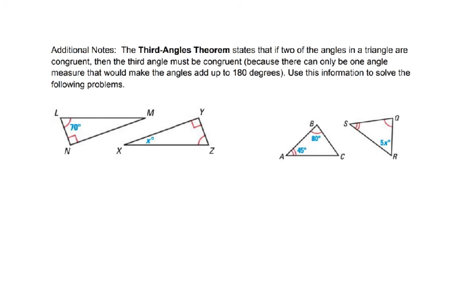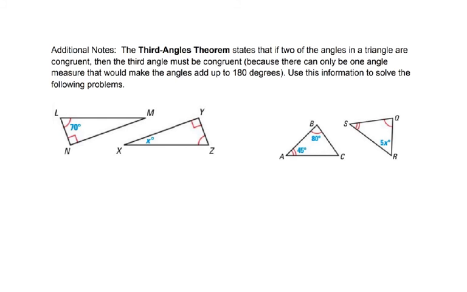Lastly, a little unrelated, but because it's part of this chapter, and this was a fairly easy lesson, I wanted to bring in something called the third angles theorem. So the third angles theorem is this idea that if 2 of the angles in a triangle are congruent, the third angle must be congruent, because there's only one way to add these numbers up and still get 180.